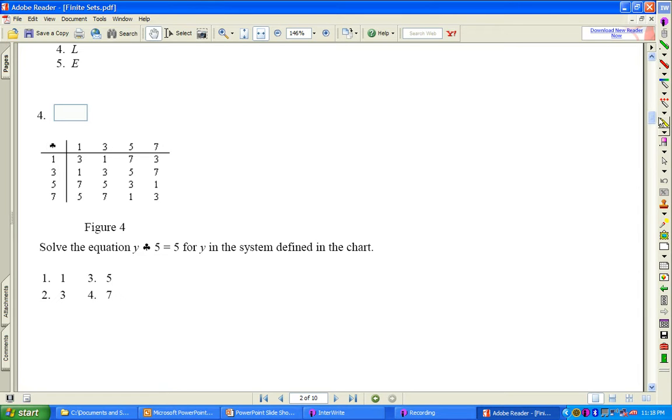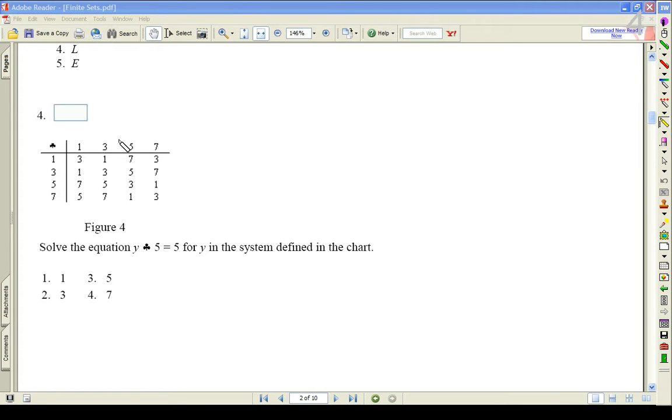So what we're going to do is look in our table, and we're going to look in the 5 row. The reason why we're doing that is because of this 5. So we look across in the 5 row, and what we want this to equal is 5. So in this particular highlighted row, we look for the 5, and it comes from that 5 right there. Now in order to solve this equation, we look up to see what number produces that with 5, and it's 3.